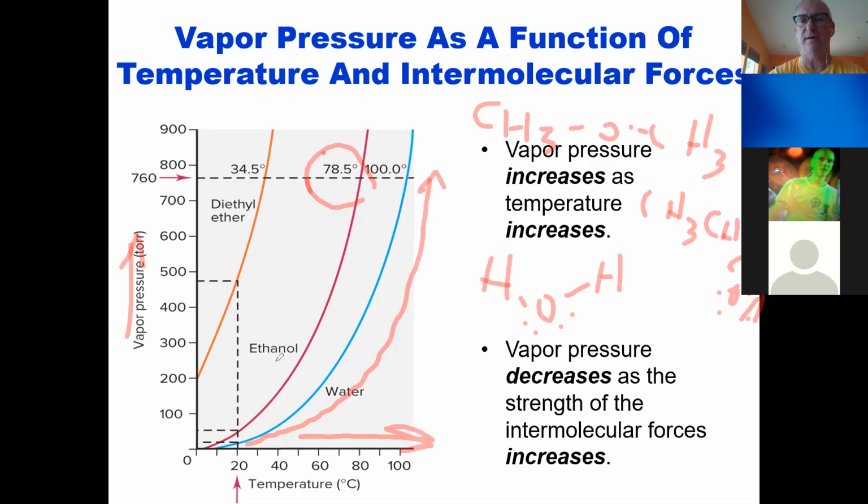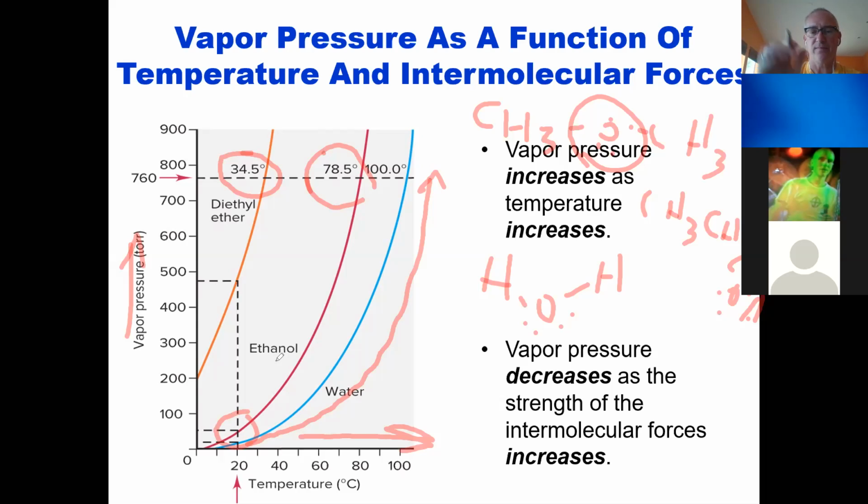And diethyl ether has actually the same number of atoms as ethanol, but they're in a different place. Here we have oxygen in the middle rather than on one end, and so it's much less polar because it's in the middle rather than at the end. And so we can see that ether boils at a much lower temperature. In fact, at room temperature, it has a very high vapor pressure, whereas water and ethanol, so this is room temperature down here, we see there's a huge difference.